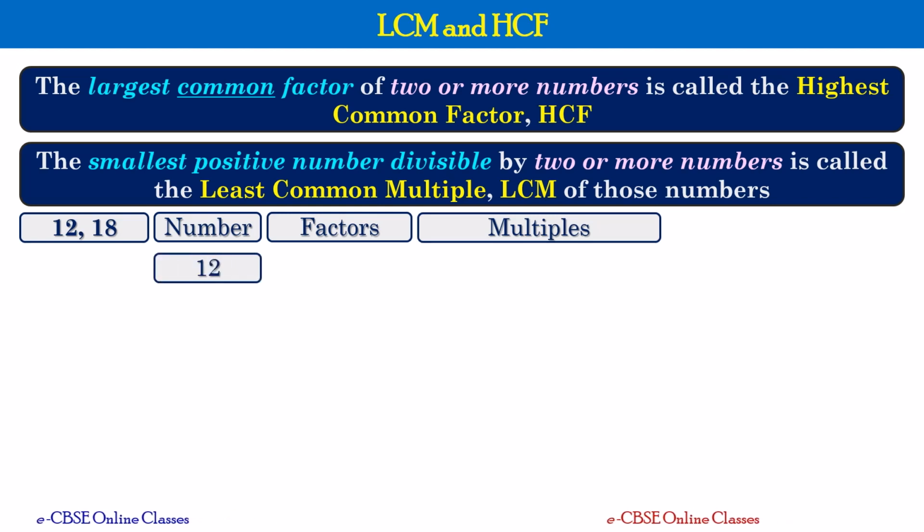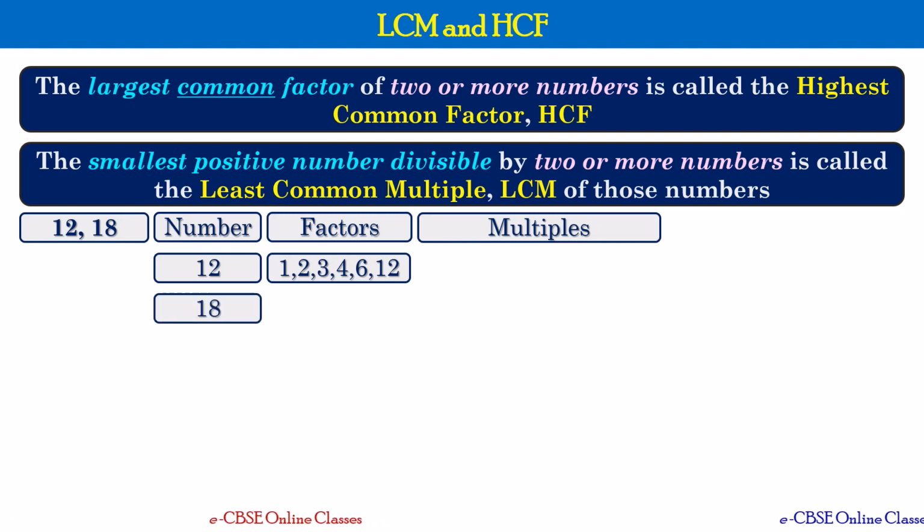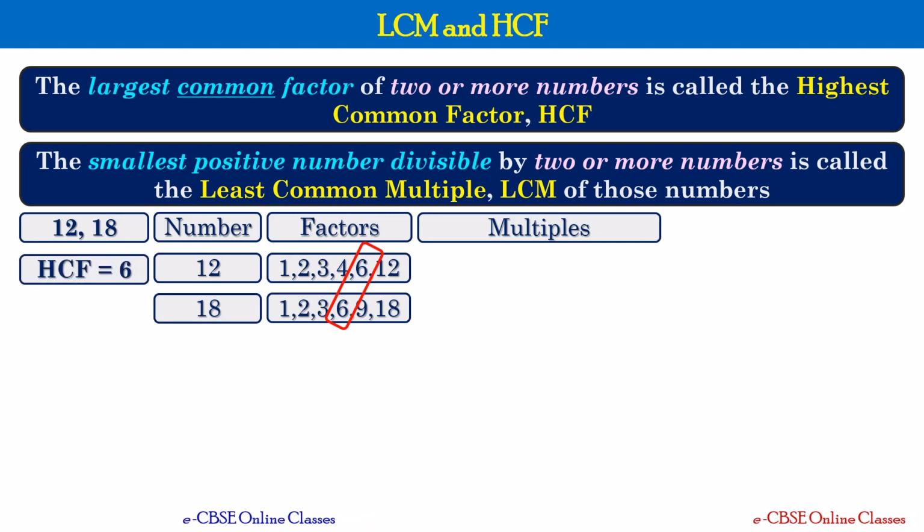So let's start with 12. What are the factors? 1, 2, 3, 4, 6 and 12 are the factors. For 18, what are the factors? 1, 2, 3, 6, 9 and 18. And now here, what is the highest common factor? That is 6. So that's our HCF.